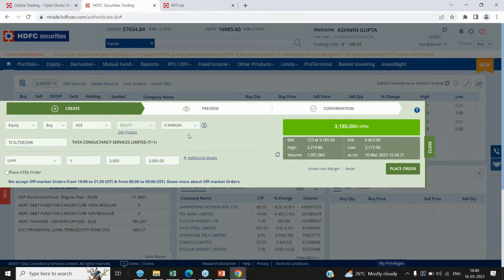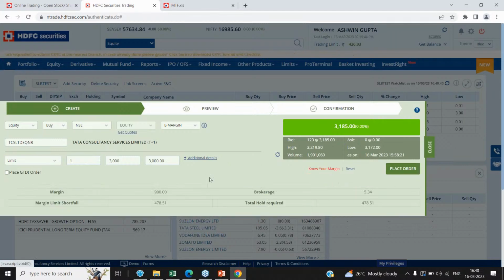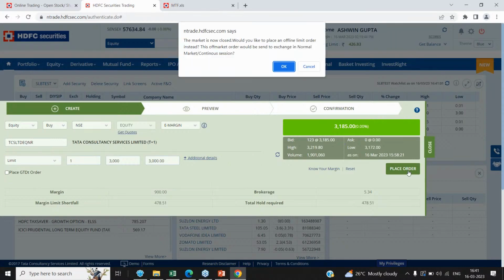Now customers will ask, how much margin do I have to pay? I'll simply click here, know your margin. Simple. Here, see, 30%, I have to pay this 30% amount, that is 900 rupees brokerage total amount, which will be held. Since the market is closed, the orders cannot be placed, but it's very simple to place an order.